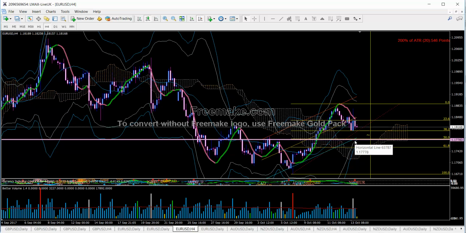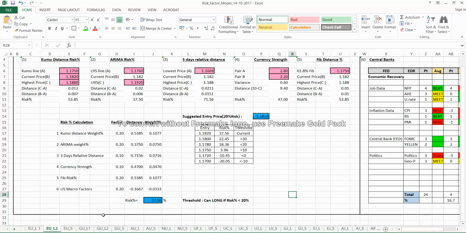So we'll look to long at around 1.1770 and average down all the way to 1.174. Let's look at the Excel spreadsheets to double confirm that with macro factors going in, current price 1.182, we have about 37 risks. It's not worth taking the risk now to long, so we need to wait for such a slight retracement. We retrace to 1.18, about 22%, 1.178, 18. So this is around the price level that we actually wanted to enter, 1.178 or 1.177 around this area.